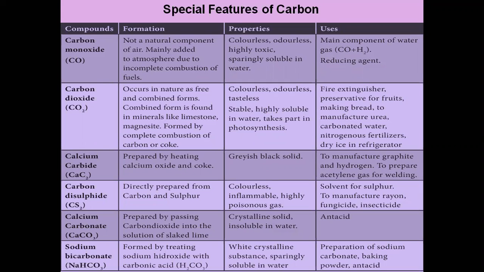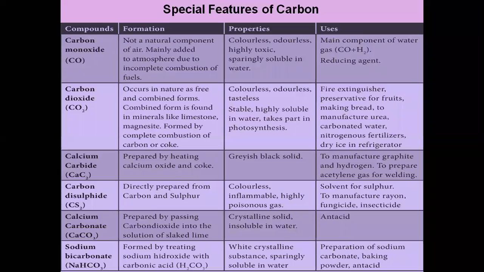Okay. So fruit preservative. No spoilage of fruits. The carbon dioxide is used. Making bread. We are eating the bread. So for this bread, one of the elements is carbon dioxide. And to manufacture urea, the carbon dioxide is one of the elements.